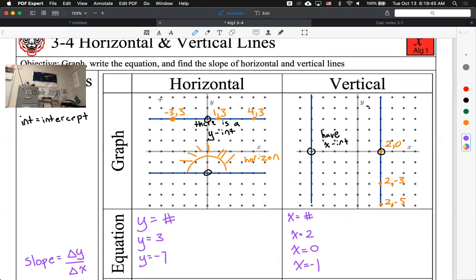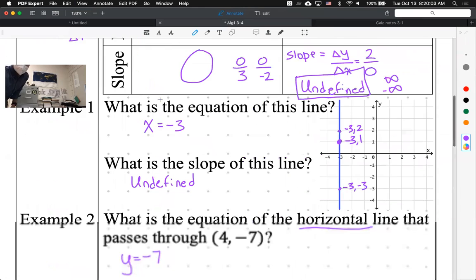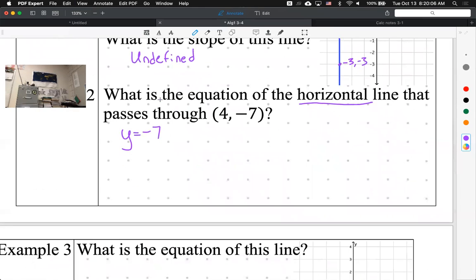So the word horizontal means it's running along the horizon, like a sunset, right? And I like the way that Ripley said it. The horizontal line always crosses through the y-axis. So that's why it's going to be y equals 2. Knowing that it's going to be y equals, then we just look at the y coordinate. There's an x coordinate of 4 and a y coordinate of -7. They're always going to have y's equal to whatever this y coordinate is. It's always going to be y equals -7. Good job, Rick.